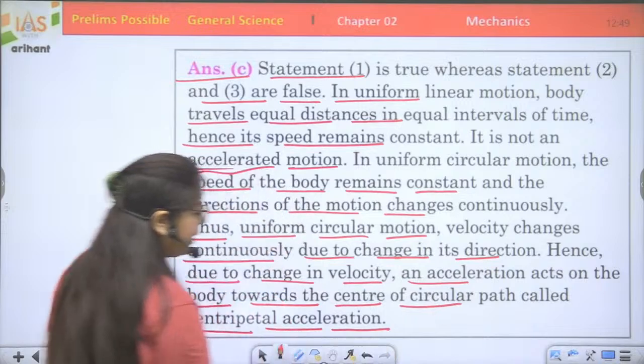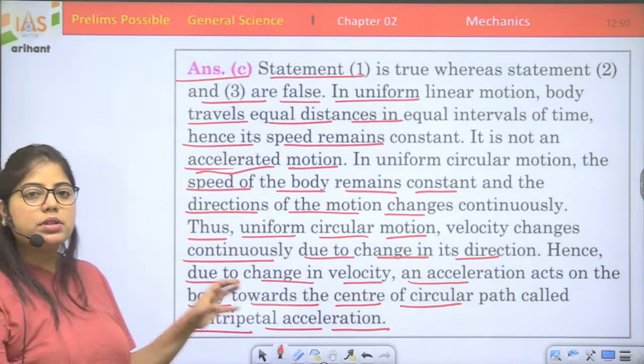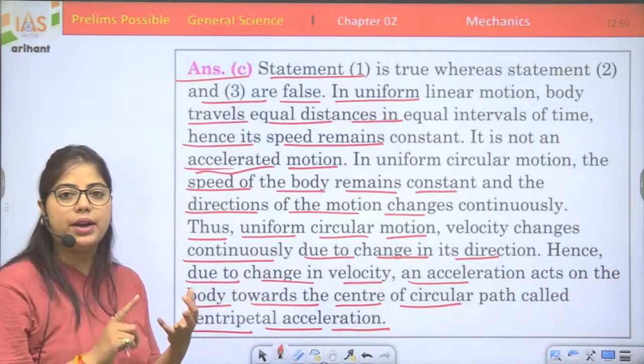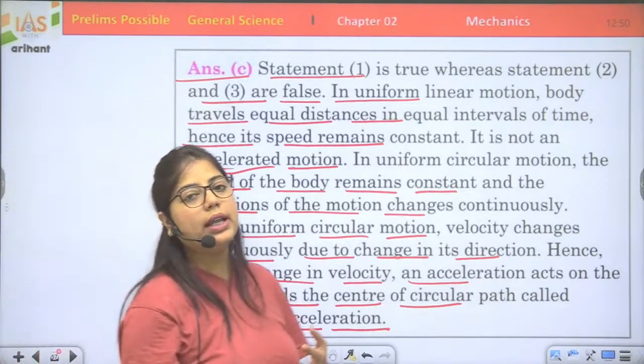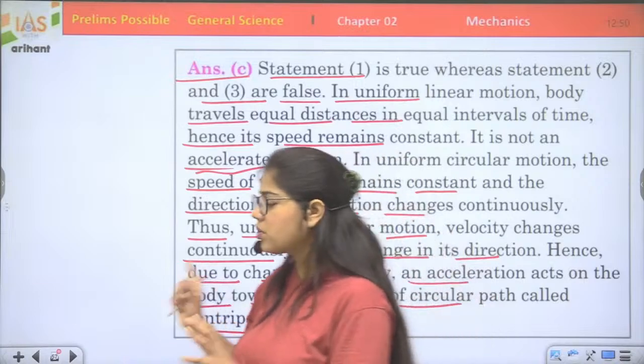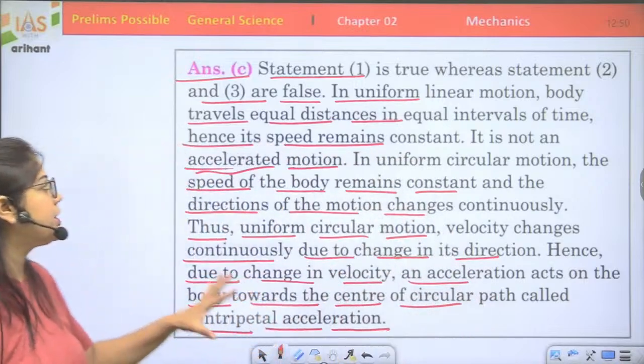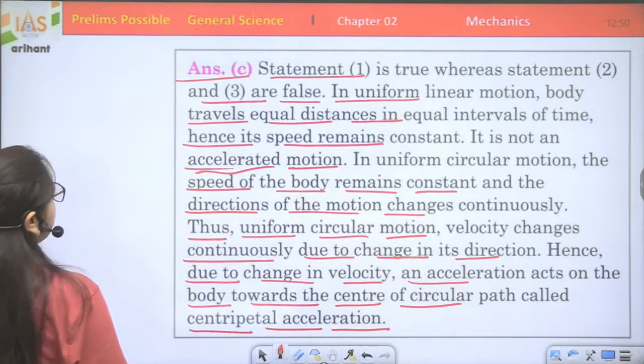towards the center of the circular path, called centripetal acceleration. We have to study centripetal force and centrifugal force in the next chapter, right? Or in the next topic. So this is the correct explanation of this question.